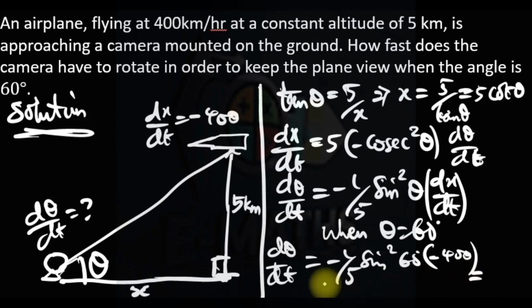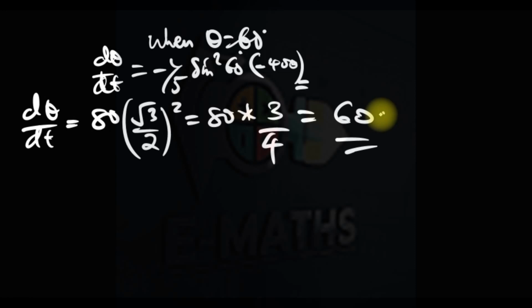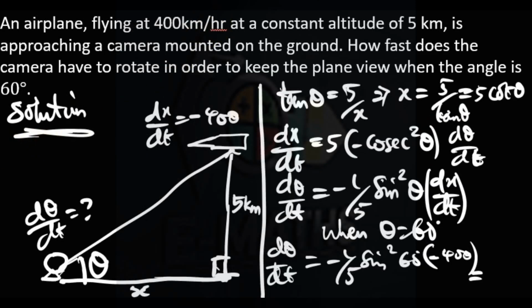So we'll solve, we finish up. We see that dtheta/dt is now minus, so we have 5 into 400 is 80. Minus times minus is positive. Sine 60 is root 3 over 2, all squared. So I have 80 times 3 over 4, so we have 60. So the angle is changing at the rate of 60 radians per hour, because the time is in hours.